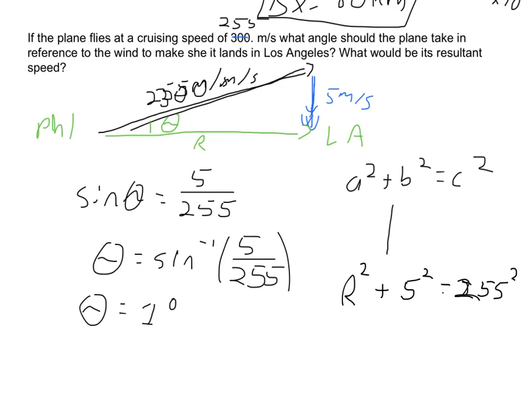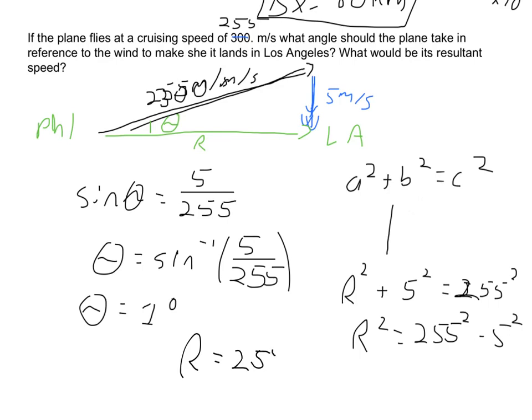And now it's just algebra. So r squared is going to equal whatever 255 squared minus 5 squared is. So whenever you work this math, 255 squared minus 5 squared comes out to be 65,000, and then you take the square root of that and you get 254.9 meters per second. So that's hardly any difference at all. But this isn't going to matter, right?